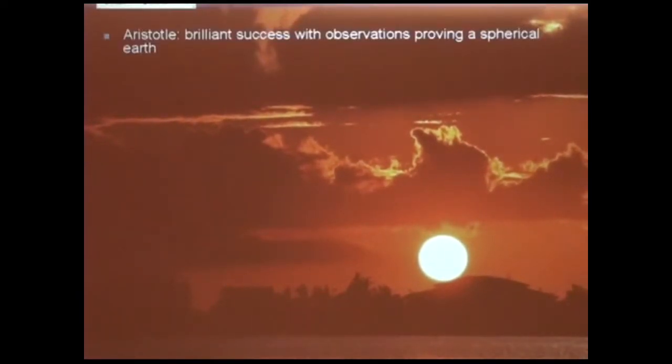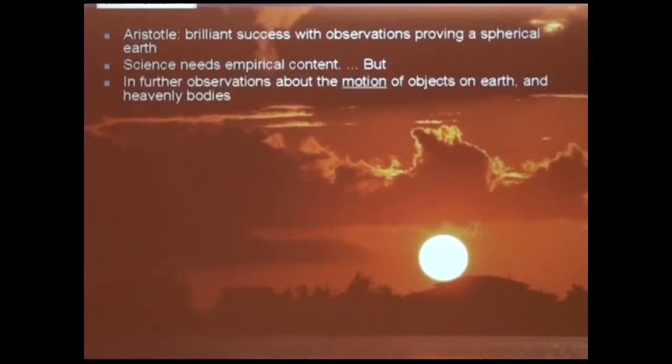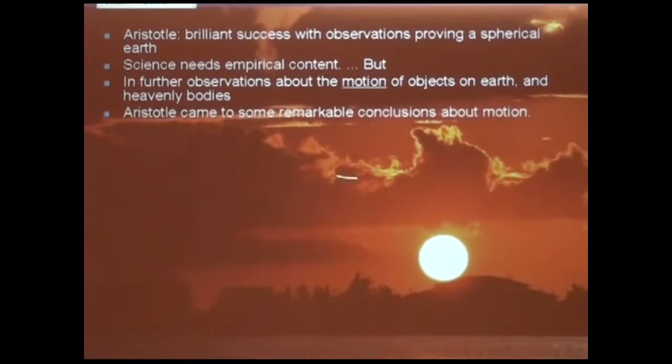All right, now let's look at some examples of observation. Again, we know that Aristotle was extremely successful in showing the spherical shape of the earth through many different paths, through the ellipse and through the eclipse and so on. And his main point was that science needs empirical content. So now I'm going to show you how he used the empirical content to figure out the reason that objects move the way they do. Objects means objects on earth and objects in the heaven. And from these observations, Aristotle came to some really remarkable conclusions.